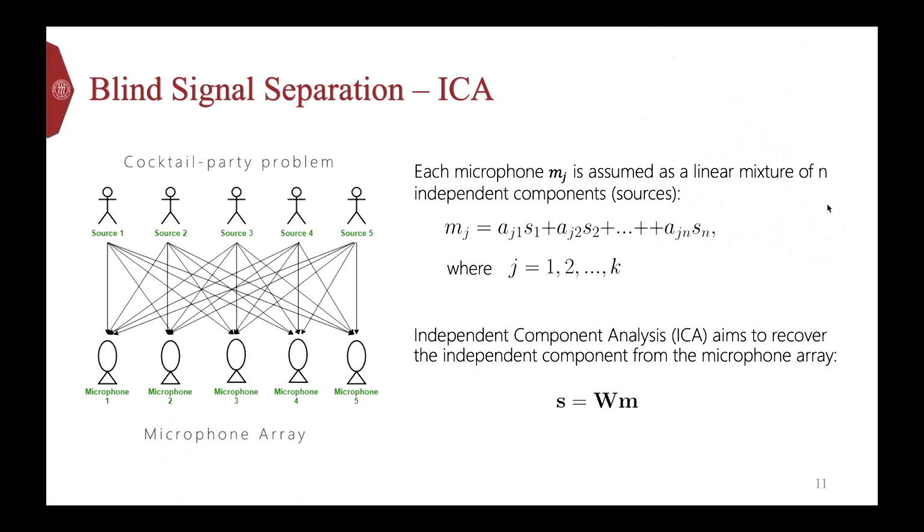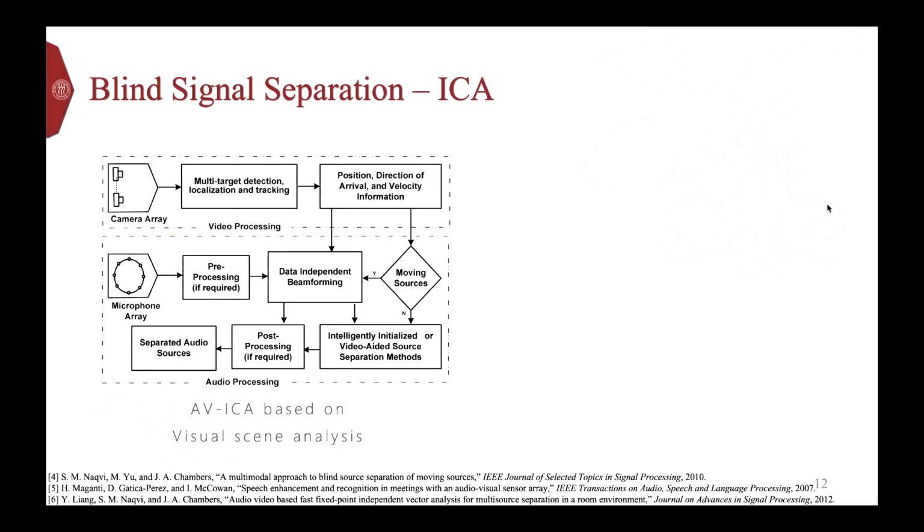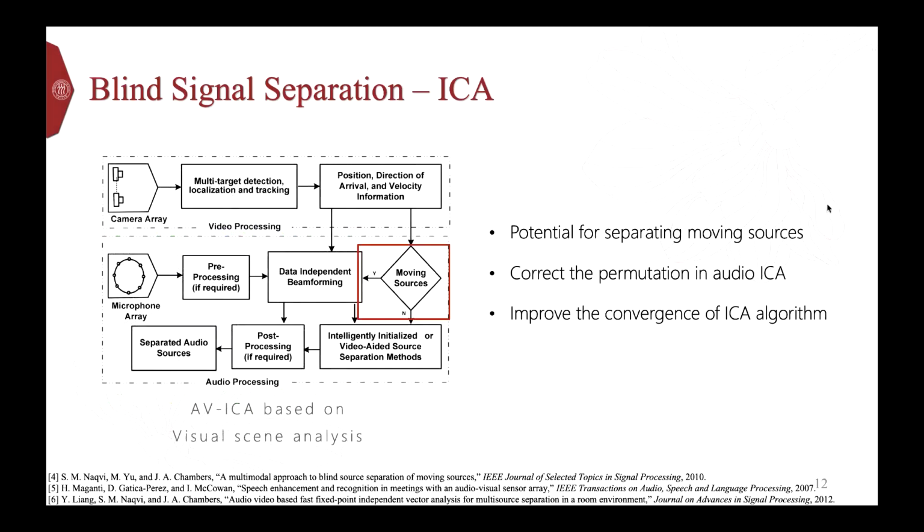So ICA, the independent component analysis, aims to recover the independent components from the microphone array, that is S equals W multiply M, and it aims to learn the W matrix to separate the mixture sound M into S. So this is independent component analysis for sound separation from the signal processing viewpoint. So here is how to import the visual information for independent component analysis in audio-visual sound separation tasks.